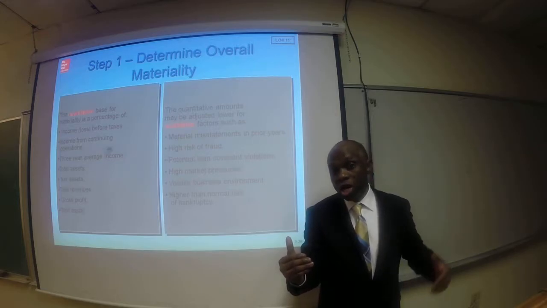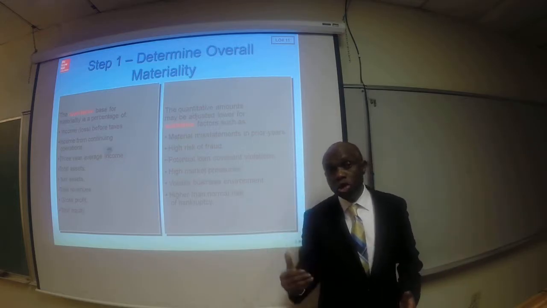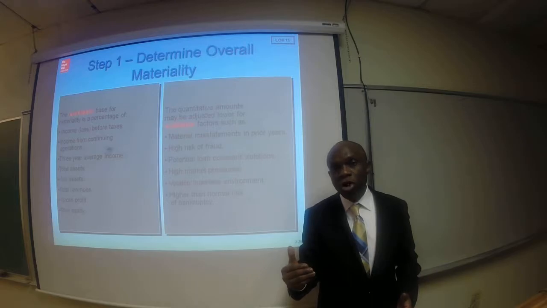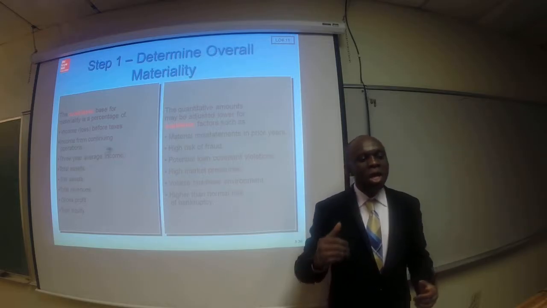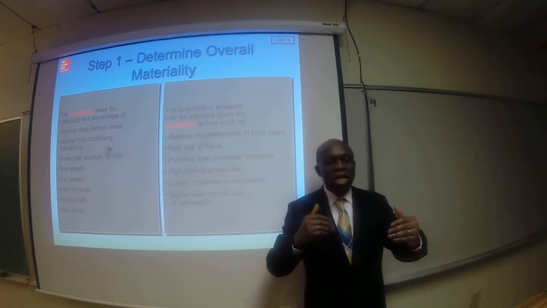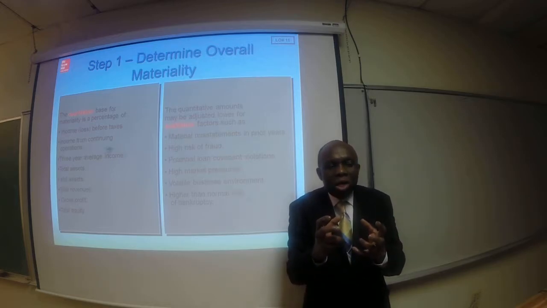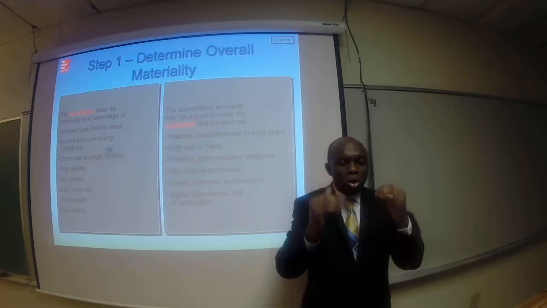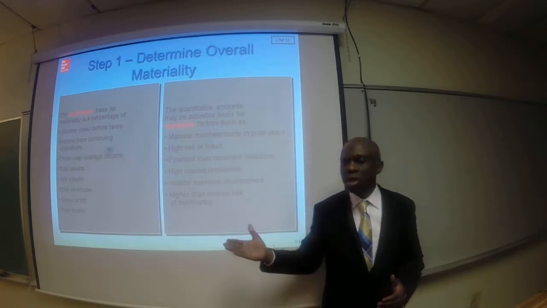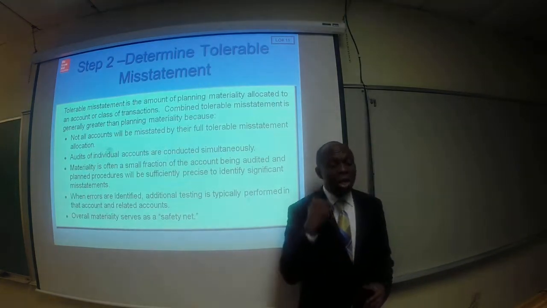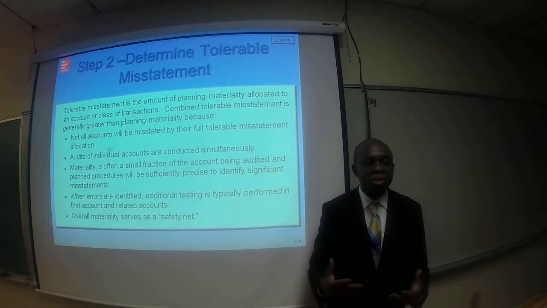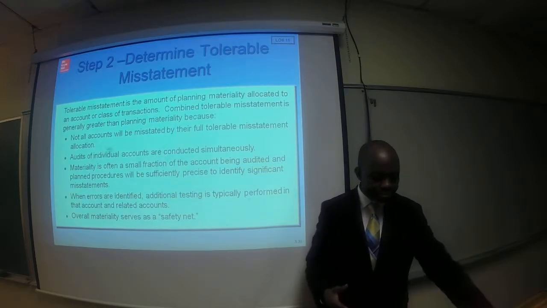And of course, as we discussed in previous chapters, when you reduce the level of materiality, that requires you to gather more evidence. So again, the most important thing is the quantitative amount that we calculate as the overall materiality can be adjusted upward or downward based on one of these factors. So moving along, let's take a look at step 2. Now we have to determine the tolerable misstatement.